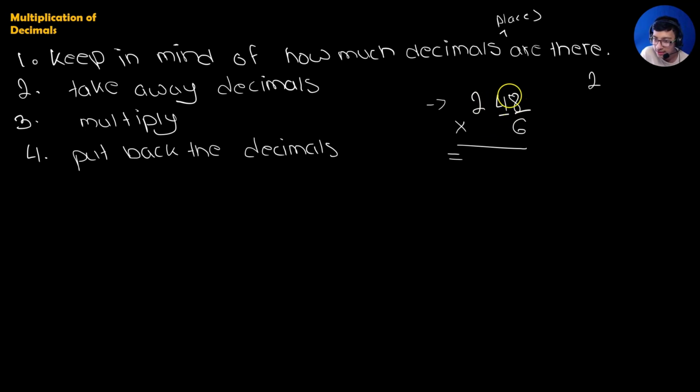So 248 times 6. We just simply multiply. 6 into 8, 48, 8, 4 on top. 6 times 4, 24, plus 4, 28, 2 on top. 6 into 2, 12, and then plus 2, 14. So 1488. And as we saw that there are 2 decimal places, we will just add them back in. So once, twice, a decimal place would go here. So our answer would be 14.88.